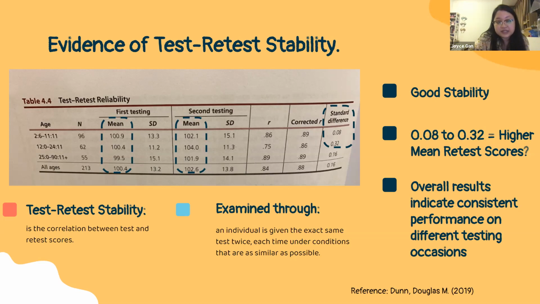As the data in the table indicate, the PPVT-5 test scores possess good stability across time for all age groups. As you can see for the first testing, 100.9, 100.4, 91.5. The mean from the second testing did not vary drastically at all. It's actually quite close. Although if you observe the standard difference, there is a higher mean retest score, as you can see from 0.08 for the first testing and 0.32 for the second testing. However, this finding is a common occurrence that may be attributed to the examinee being familiar with the testing format and administration.